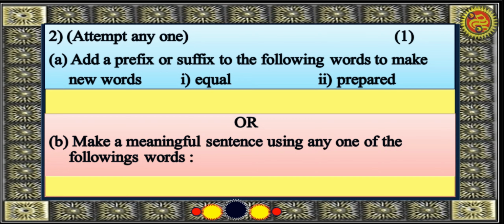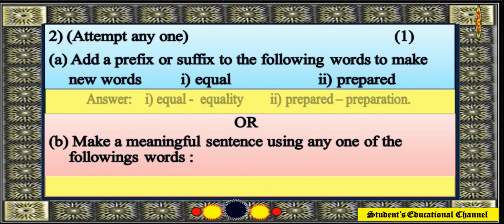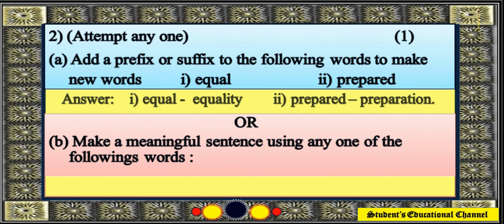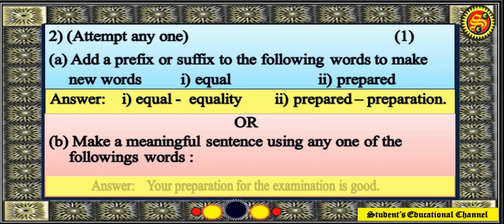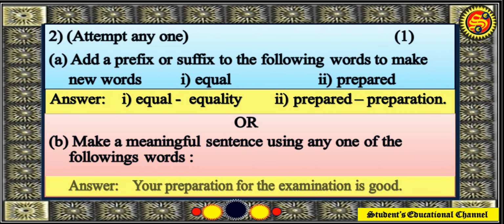Second, 1 mark. A. Add a prefix or suffix to the following words to make new words. Equal, prepare. Answer: equal, equality; prepare, preparation. B. Make a meaningful sentence. Answer: Your preparation for the examination is good.